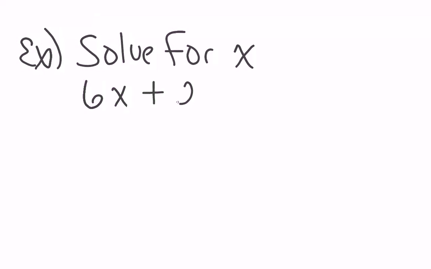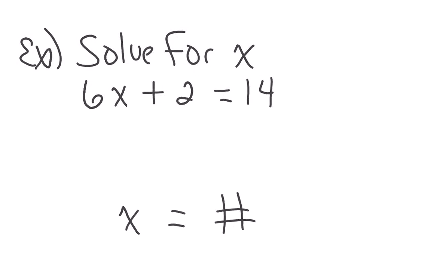6x plus 2 equals 14. So again, our goal is to get x all by itself and then get a number on the other side. Right now we have a 6 and a 2 that happens to be there, so we have to figure out how do we go about doing this. Now, remember, order of operations is PEMDAS. When we're solving equations, you kind of go backwards of PEMDAS.